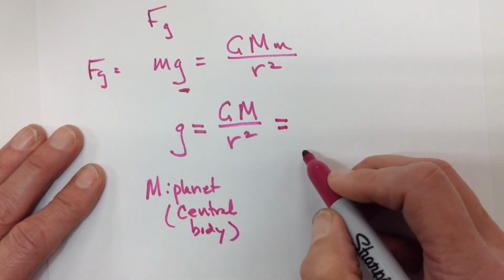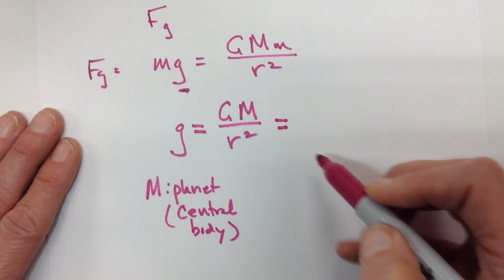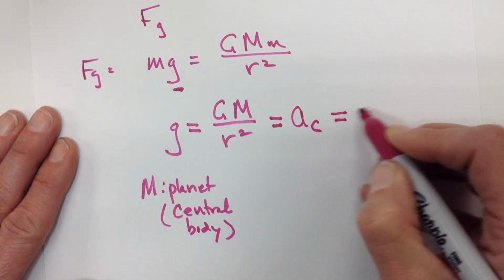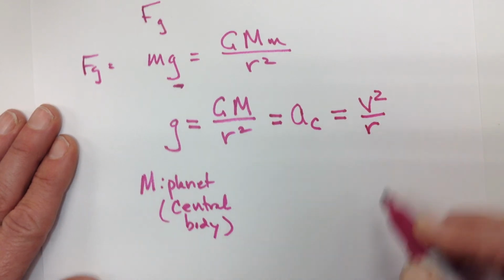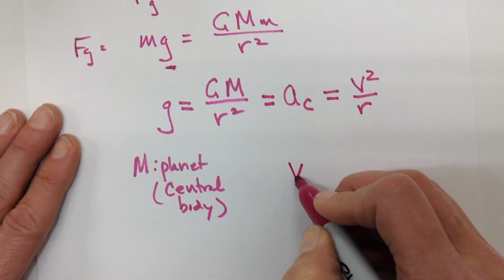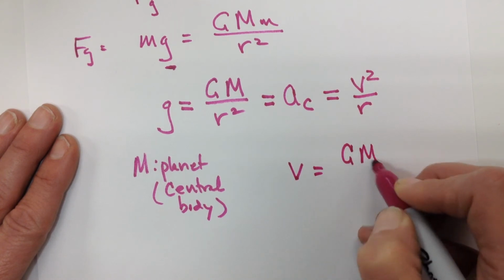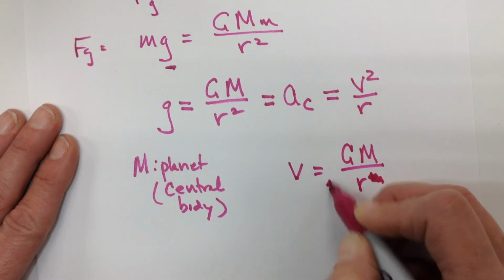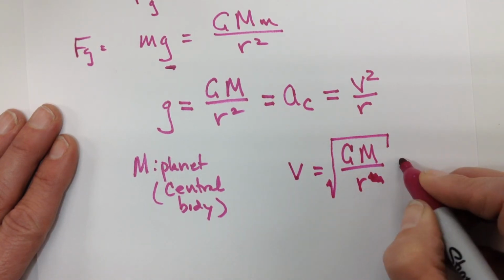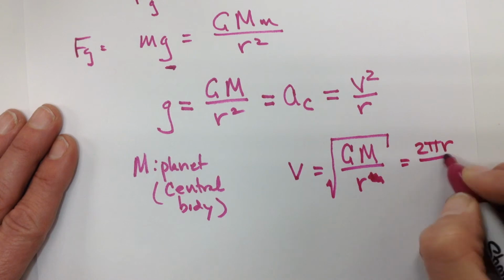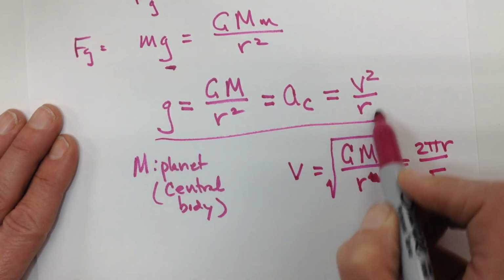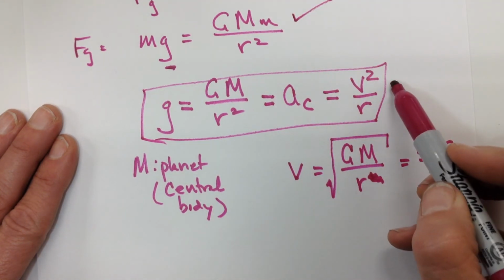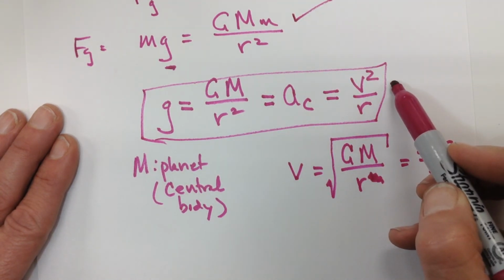And we also know for objects that are in circular motion, so now if we look at an orbit, this is also equal to our centripetal acceleration, which is equal to v squared over r. And we know that we have derived v to be equal to the square root of G times big M, the mass of the planet, over r. And we also know that this is equal to 2 pi r over T. So these are important relationships to understand. This is given on the exam. This is conceptual connections that you need to make.